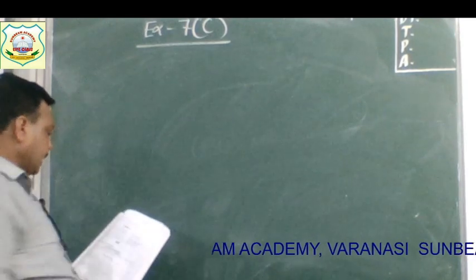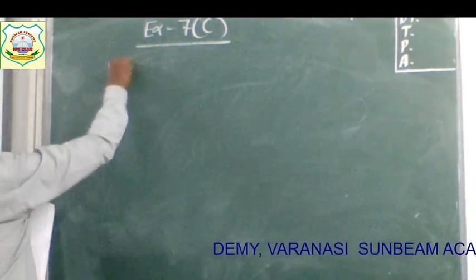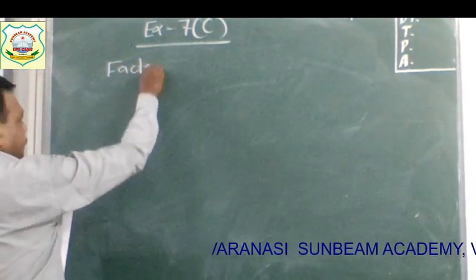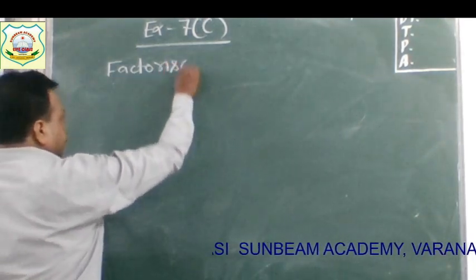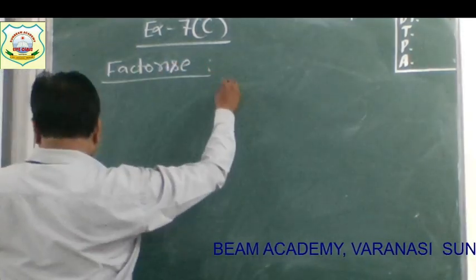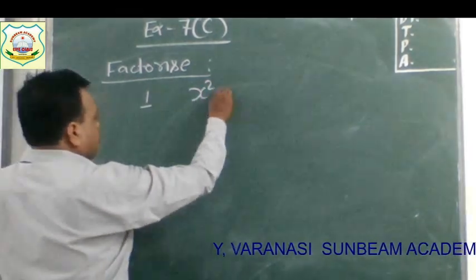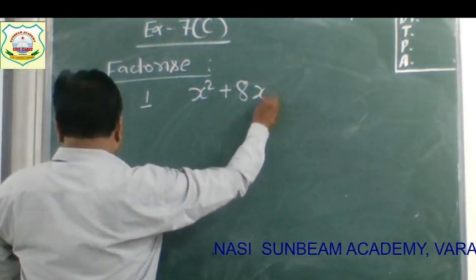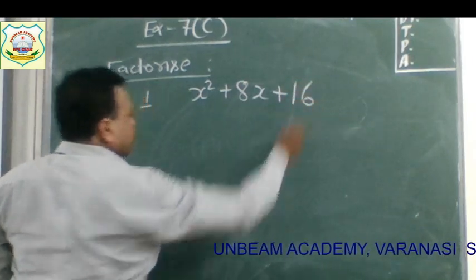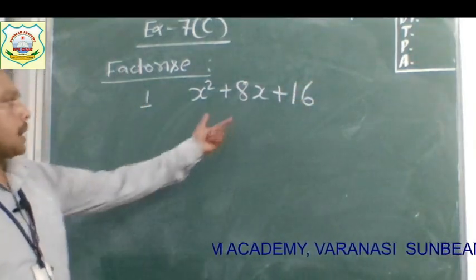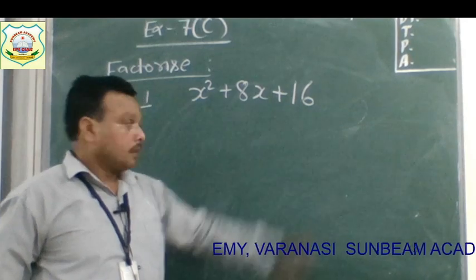Exercise 7c. Factorize. The first one is x square plus 8x plus 16.